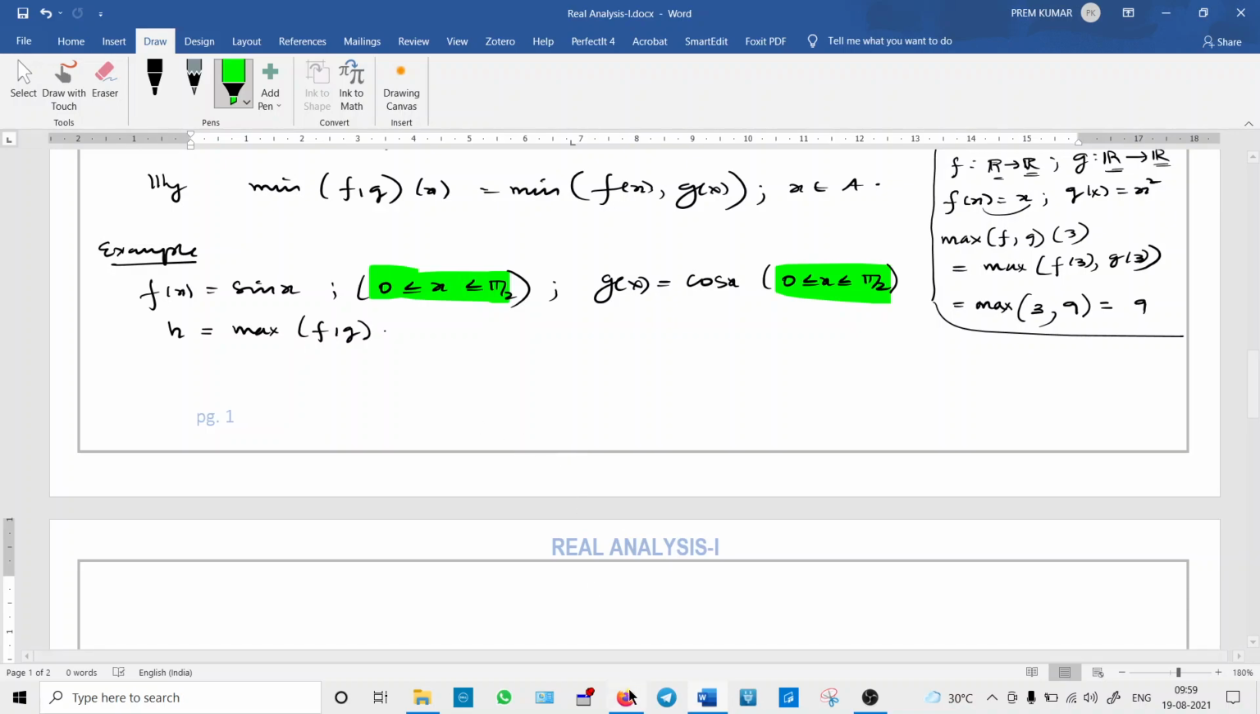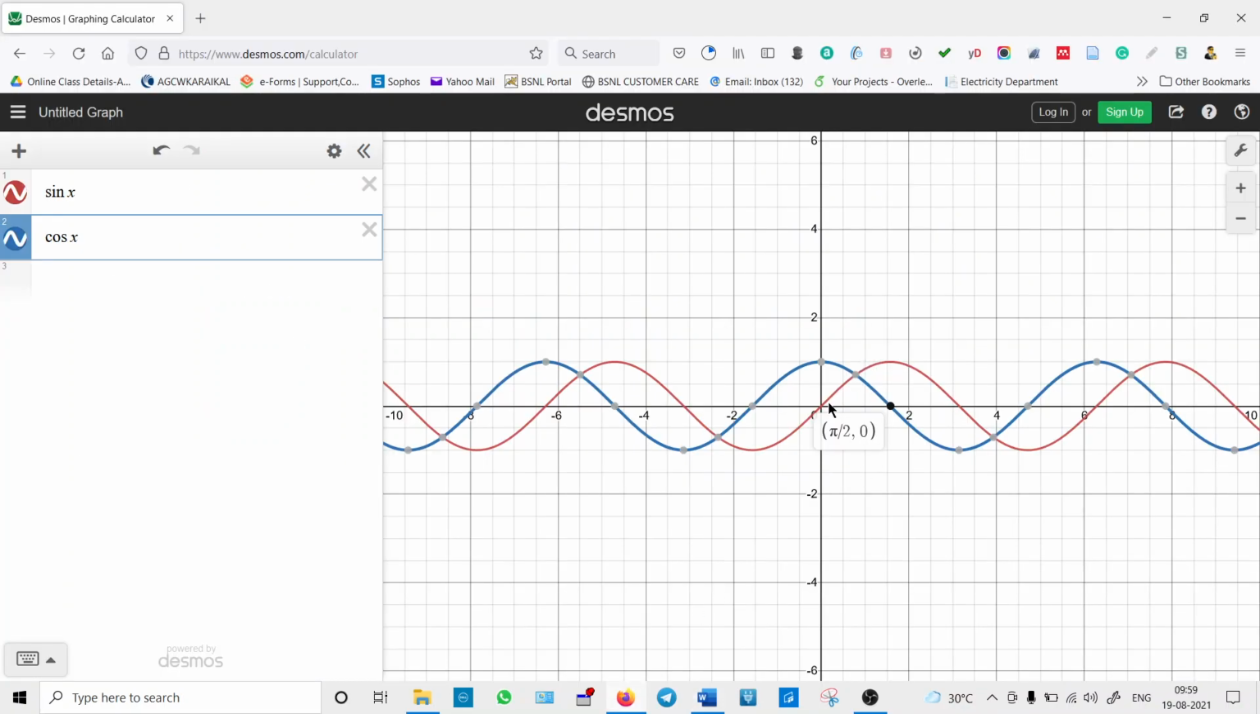So what is the maximum? How can you tell the maximum of the two functions? Here, by seeing, we are going to divide the entire interval 0 to pi by 2, from here to here, into 0 to pi by 4, then pi by 4 to pi by 2. This value is pi by 4. In this interval 0 to pi by 4, what happens? I will zoom it.